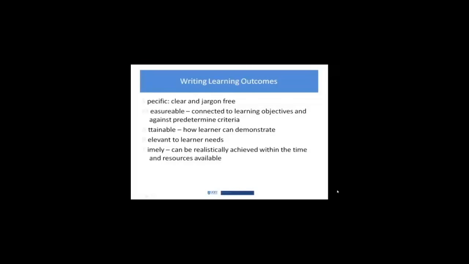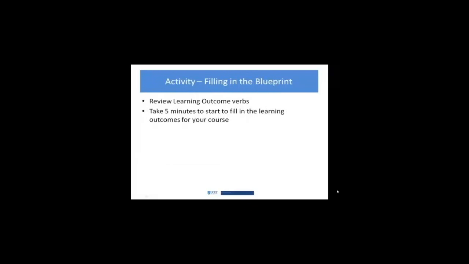Writing them, I'm sure many of you are familiar with the SMART criteria. I apologize for the faint acronym on the left, but they do need to be specific and measurable. They need to be attainable and relevant and timely. And so now if you think back to your blueprint, you can take a look at the learning outcomes. You can take a look at how you'd structured them and revise them according to that SMART criteria.